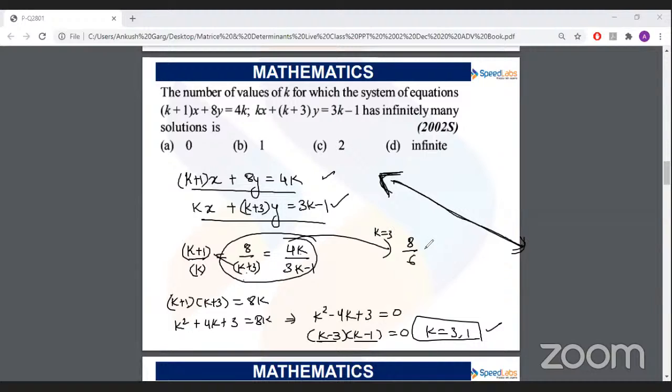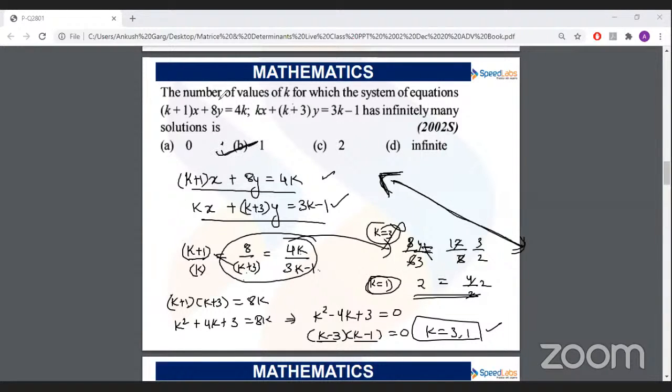So that will be 8 upon 6. If I put k equals to 3, the first value will be 8 upon 6, that will be 4 upon 3. And here it will be 12 upon 9 minus 1, that is 8, so that's coming out to be 3 by 2. So for k equal to 3, these two are not coming equal. Na? So this cannot be your answer. For k equal to 1, this will be 8 by 4, that is 2, equal to 4 upon 3 minus 1, that is 2 equals to 2. So yes, correct answer will be k equal to 1.